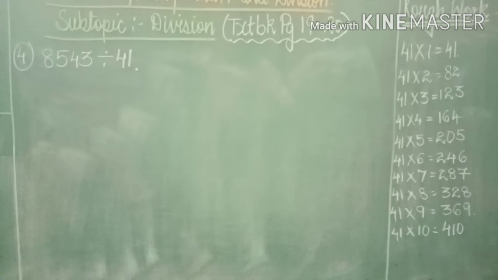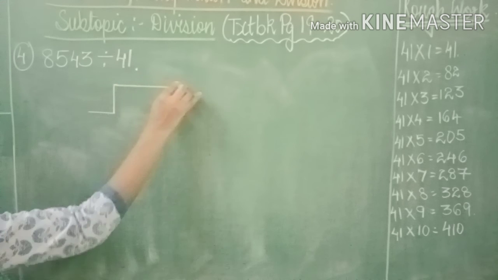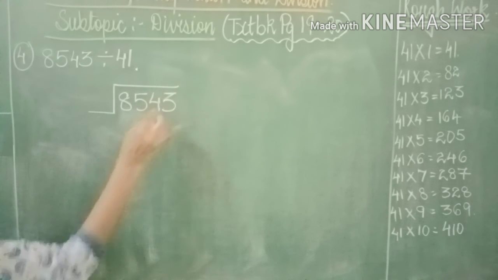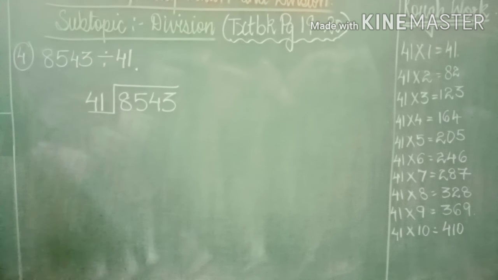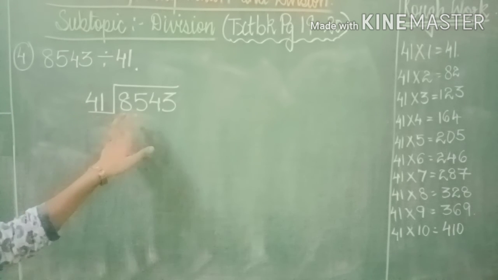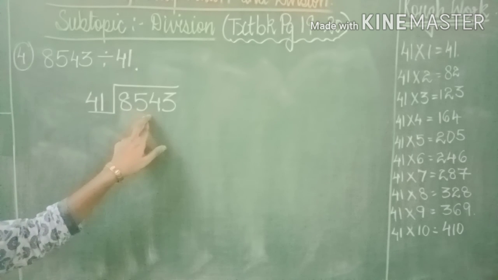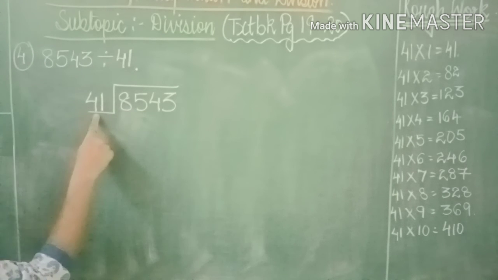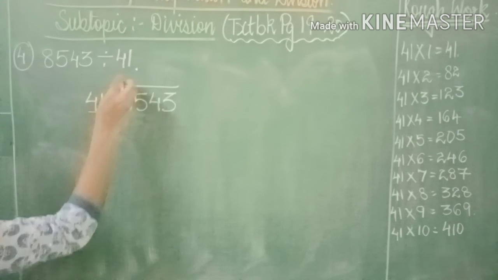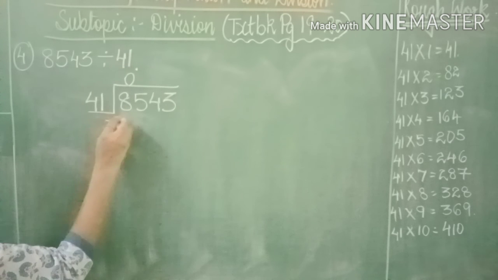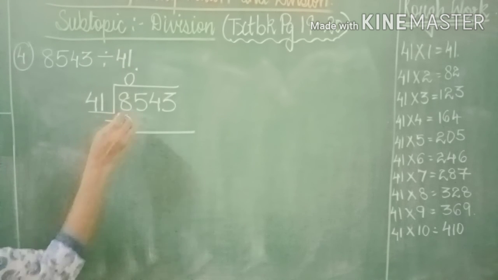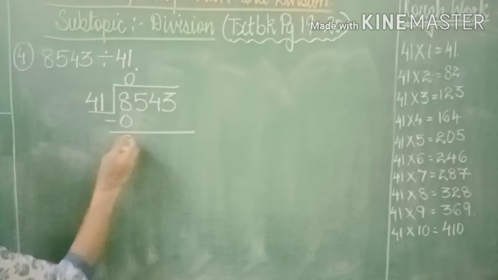8543 divided by 41. First of all, we will be writing this. 41 is called the divisor, 8543 is called the dividend. Now 8 is a smaller number and 41 is a bigger number. So we will be writing 41 zeros are 0, and we do a minus sign. 8 minus 0, the answer will come as 8.